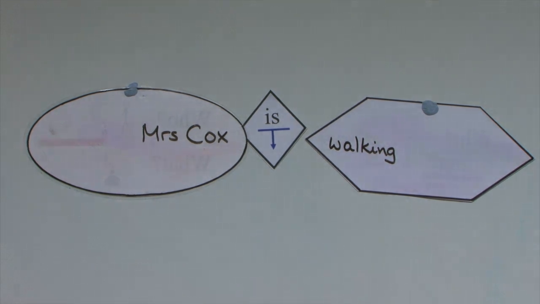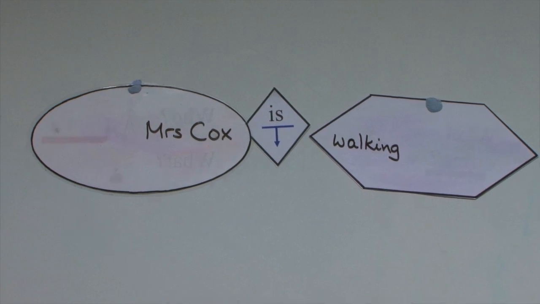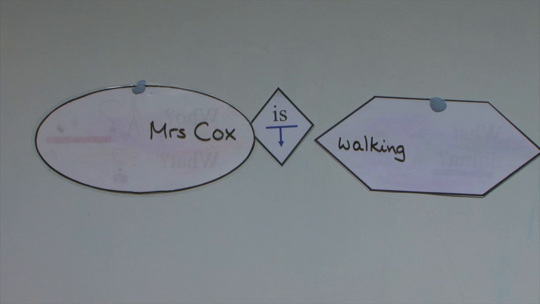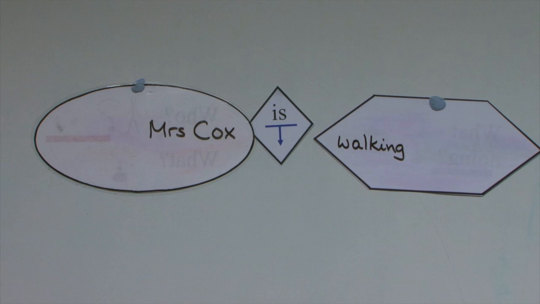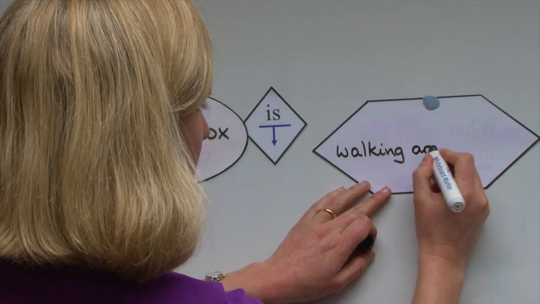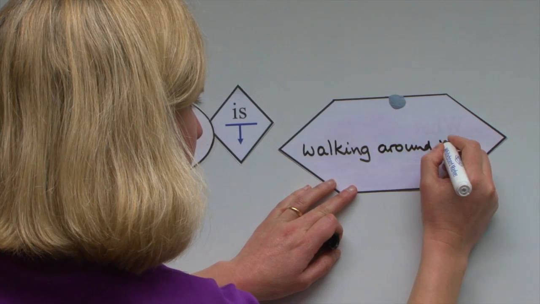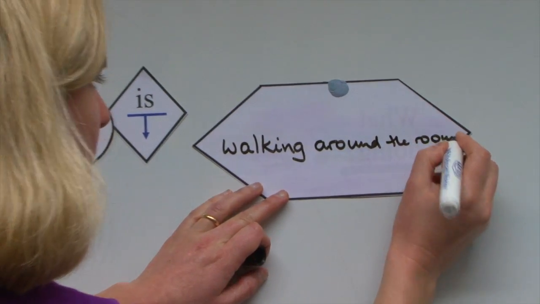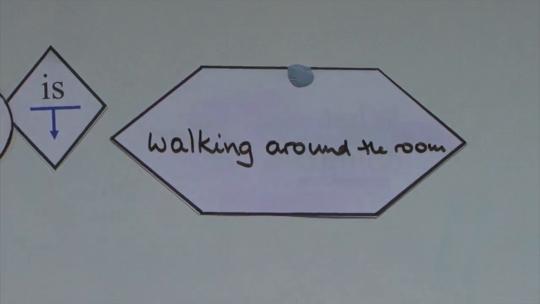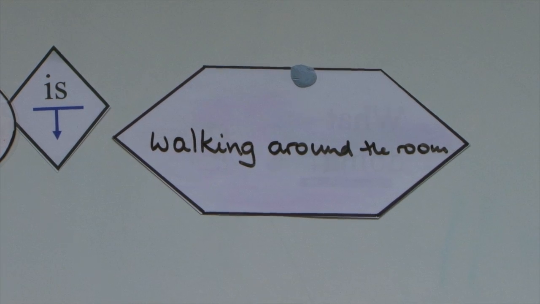Now, quite early on, perhaps even in the first session, I would try to get them to see that you can have more than one word in a shape. So while Mrs. Cox is walking around the room, I might say, what's Mrs. Cox doing? They may say walking, but they may say she's walking around the room. So we could add that in because that tells us what she's doing. If you don't get them to start adding more than one word in a shape right from the beginning, they can get stuck at a 3-word level, which we don't necessarily want.